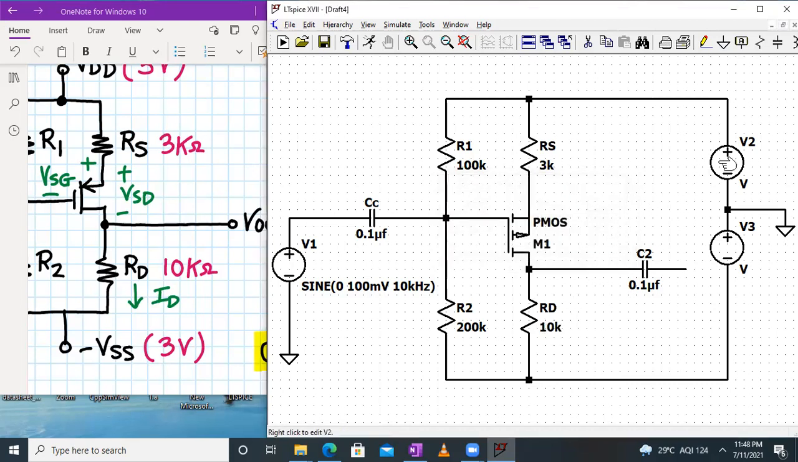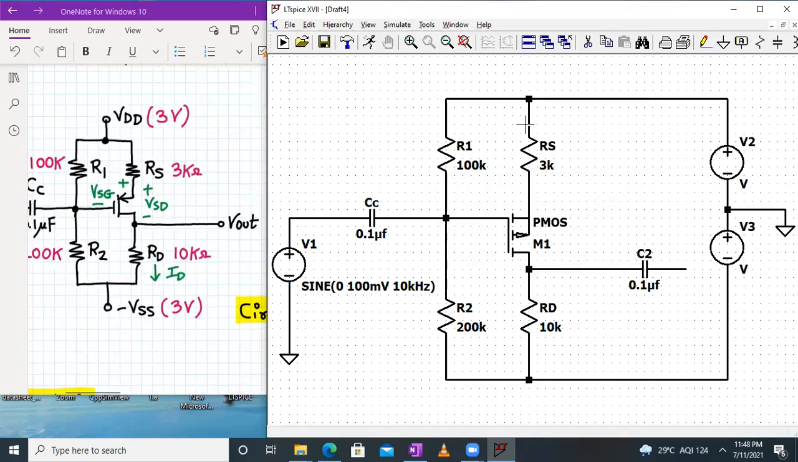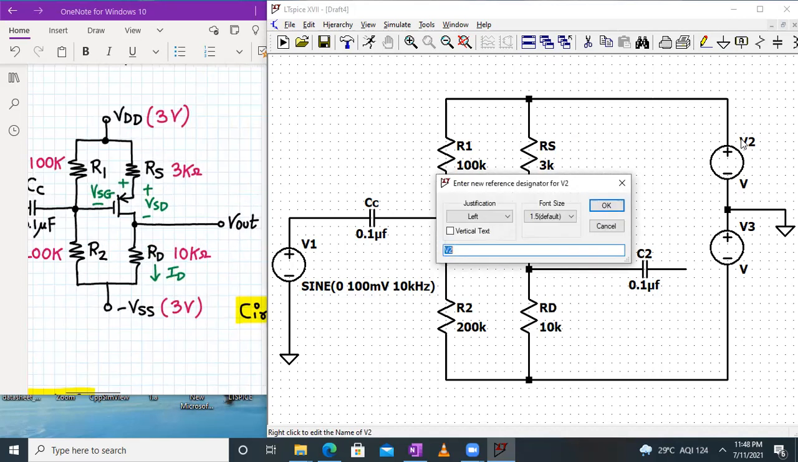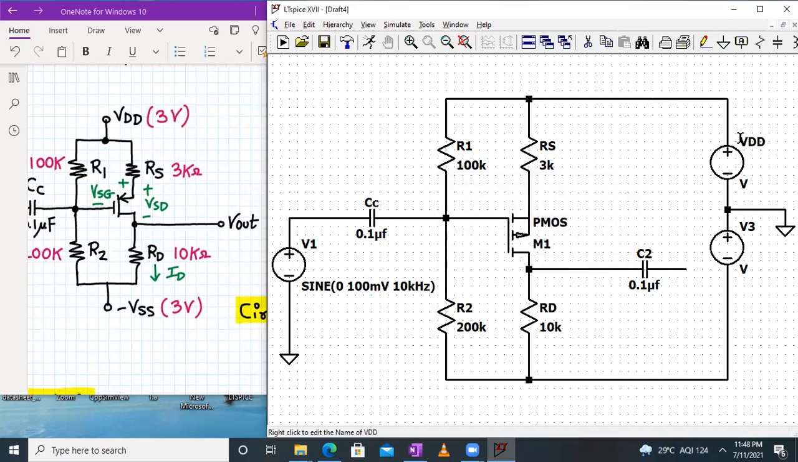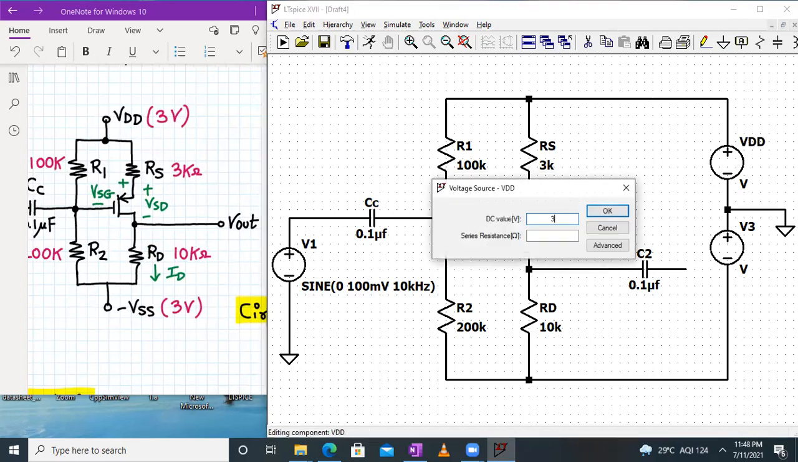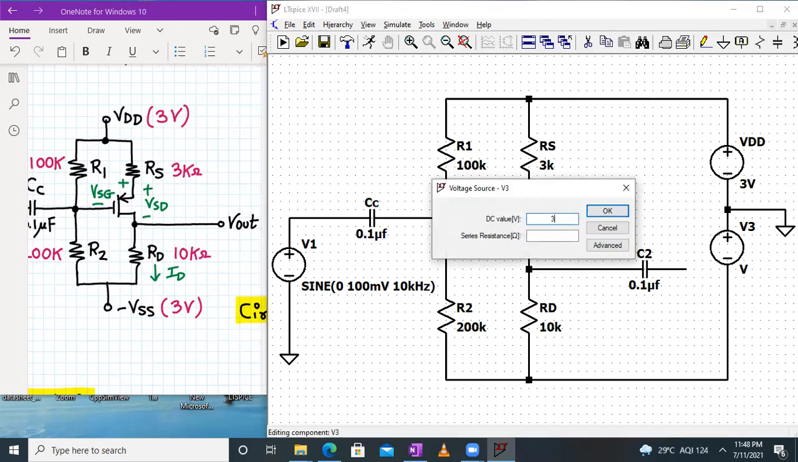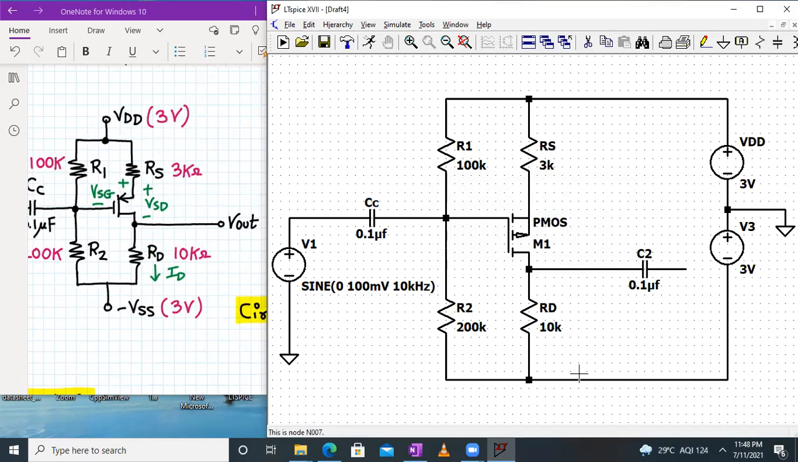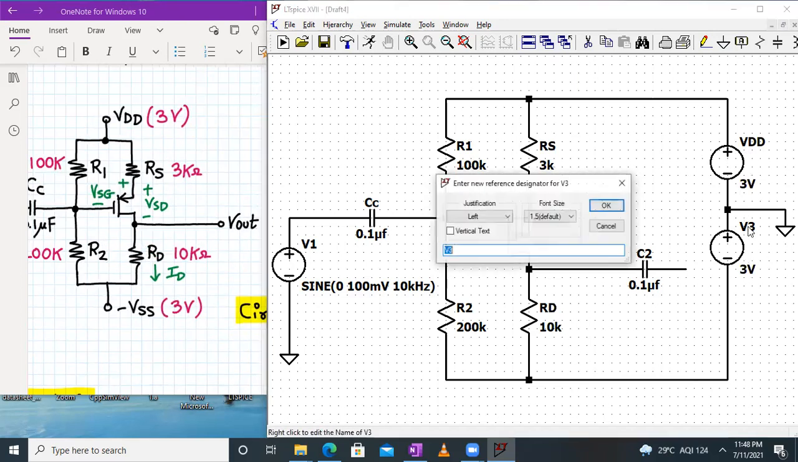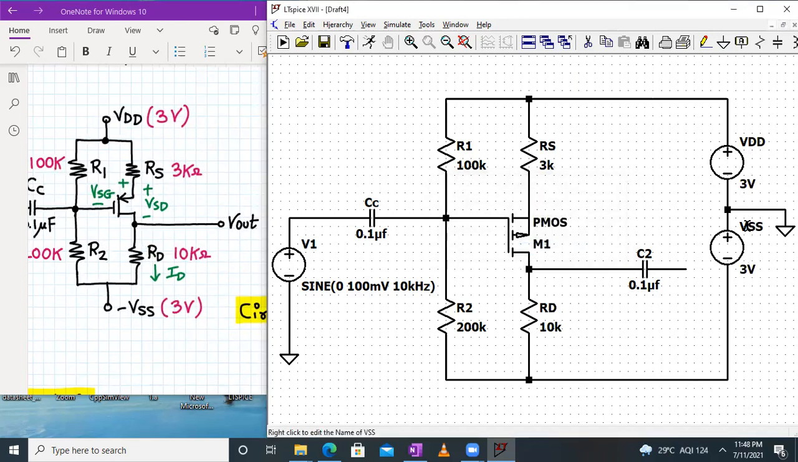Okay, we have done with everything. We have just named the supply voltages. So here we have VDD. This is our VDD supply. That supply voltage is 3 volt. And next we have VSS, this is also 3 volt. It's already connected negative, so it is minus VSS only. The connections are such that at the drain terminal, we get a negative VSS value. So all the things are done.